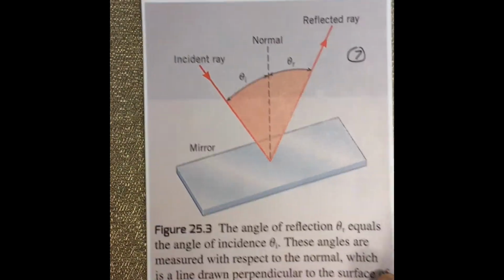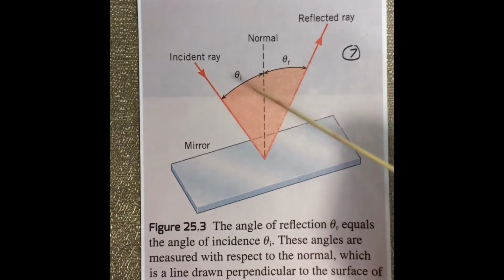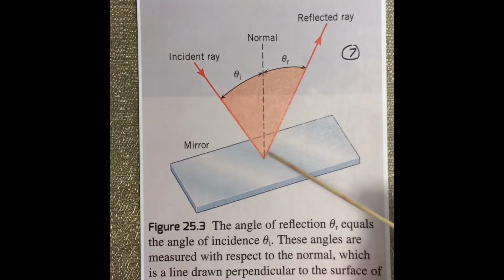Now comes the real reflection. Look at this. A ray is coming, which is the incident ray. Then it is reflected back from the surface, which is a mirror here, or any reflecting surface is still good.